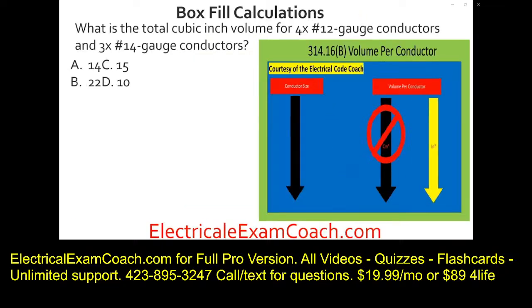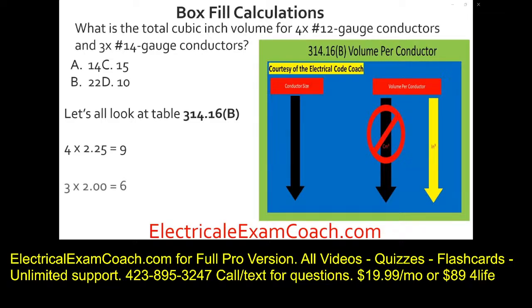Let's get to it. What is the total cubic inch volume you would calculate for 4 12-gauge conductors and 3 14-gauge conductors? First thing we're going to do is head to our table. Now we have to do some simple math. Let's grab all of our 12-gauge conductors first. We have 4 of them. Multiply it by 2.25. That equals 9 cubic inches. Now let's snag our 14s. We take 3 multiplied by 2, and that gives us 6 cubic inches. But now we can't forget to add them back together. Total it all up, and these conductors are taking up 15 cubic inches of this box, and we're going to select C.